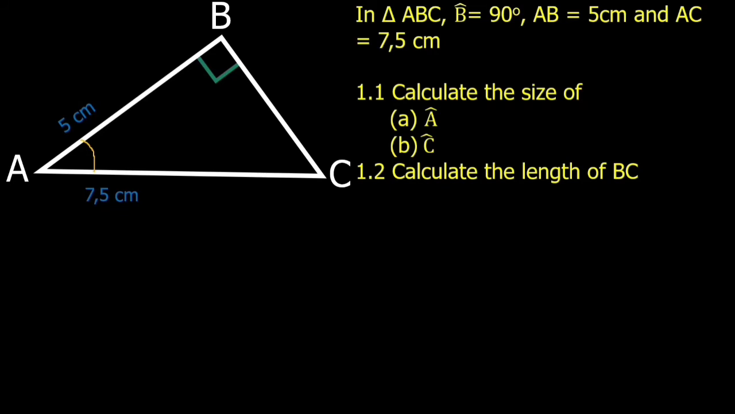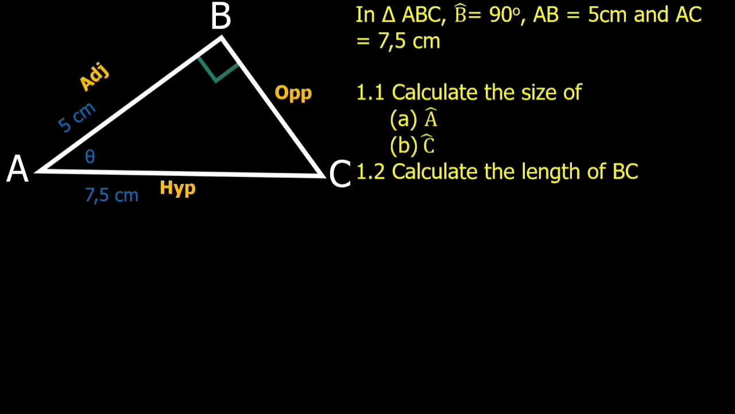Okay. To get the size of angle A, we need to make A the reference angle. It doesn't matter that this triangle looks like it's inverted. We can still figure out which one is the opposite side, the adjacent side, and the hypotenuse. So once we make angle A the reference angle, we can now see the other sides of the right angle triangle.